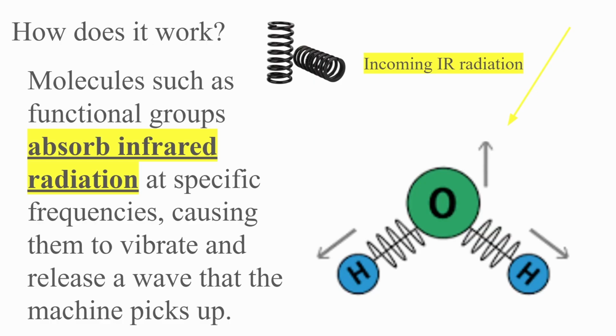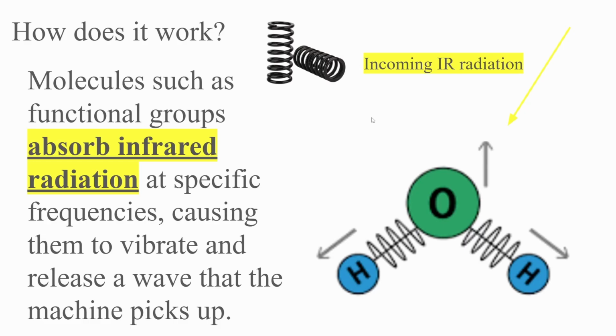If you had a liquid filled with water, for example, obviously that would just be water. Just realized what I said, causing them to vibrate and release a wave that the machine picks up. This means if this radiation comes in, it then gets re-emitted back out, or it gets absorbed completely, or only parts of it get absorbed, and you get a different color coming out. This is how you can tell from those patterns.